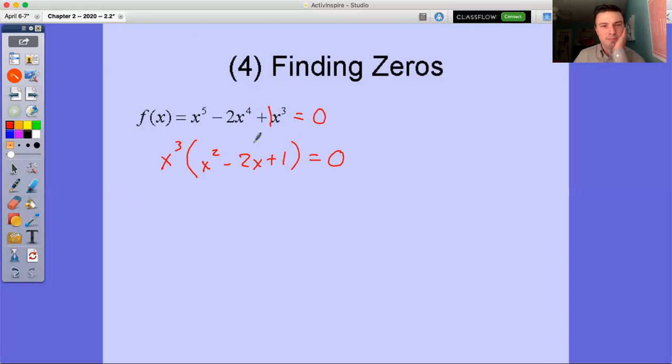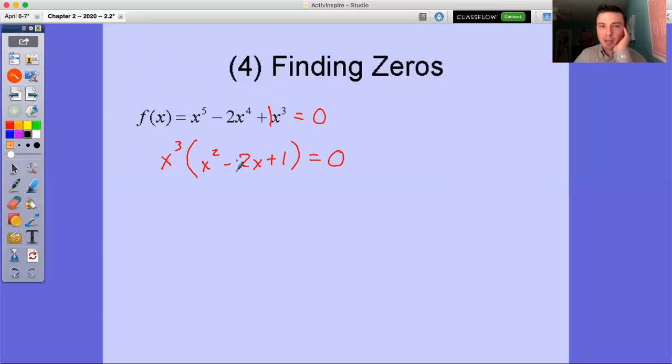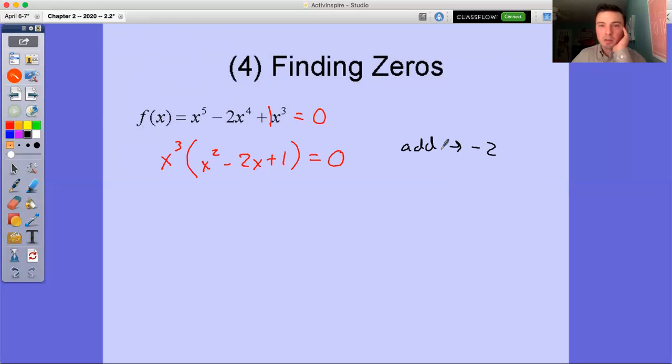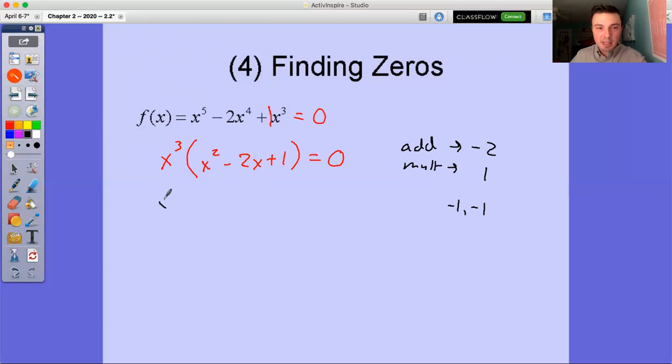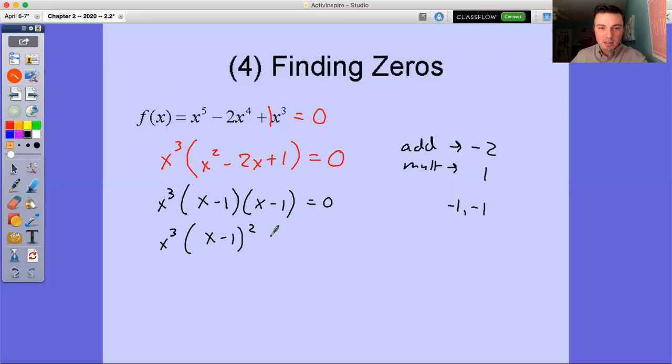Guys, what's up with this one? Can I factor this more? You can. Yes. What am I looking for when I factor a trinomial like this? You want something that adds to -2 and multiplies to +1. Okay, what two numbers add to -2 and multiply to +1? -1 and -1. So this is still x cubed, because that's just chilling, and then we've got an x minus 1 and another x minus 1. How can I write that? x minus 1 squared. Exactly. x cubed times x minus 1 squared equals 0.